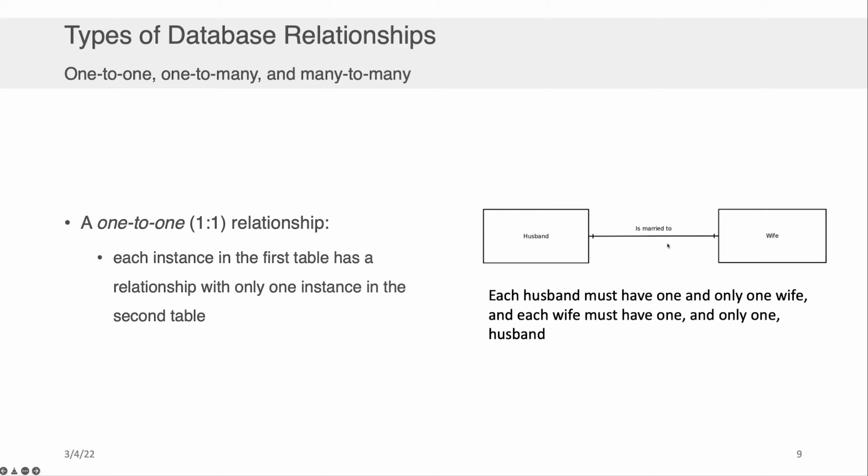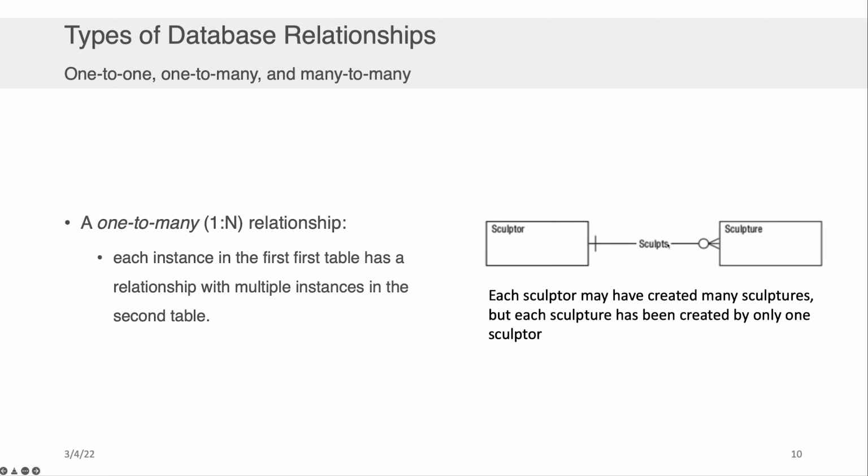Okay, so every husband has one wife and every wife has one husband, as an example. There are also one-to-many relationships that could exist in relational databases. What this means is that each instance in the first table might have a relationship with multiple instances in a second table. So for example, we might have a table that contains some information on a sculptor, and that sculptor might have some sculptures that they have created.